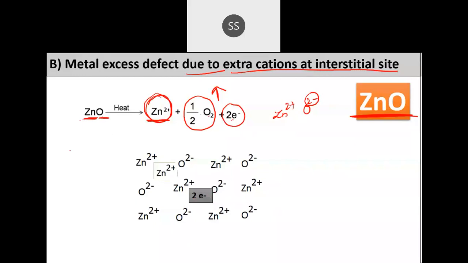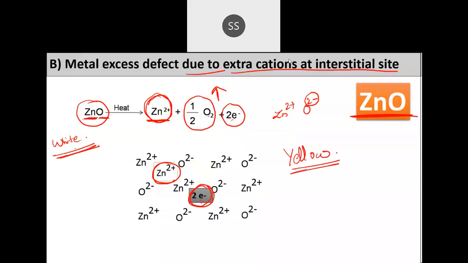Zinc oxide is white in color, but if you heat it at a higher temperature, it loses oxygen molecules, and then gives you this cation plus 2 electrons. To maintain electrical neutrality, this cation will shift towards the interstitial site, and the electrons also shift themselves to interstitial sites. So now there is the presence of electrons. Due to the presence of these electrons, instead of showing white color, it will start showing yellow color. The whole crystal turns yellow, again because of these electrons. These electrons will move from the ground state to the excited state and impart the color.